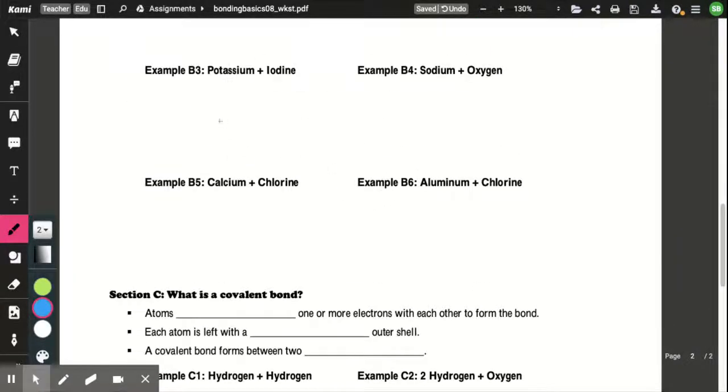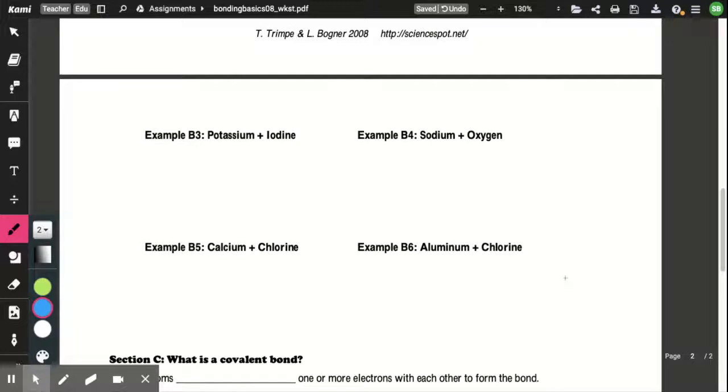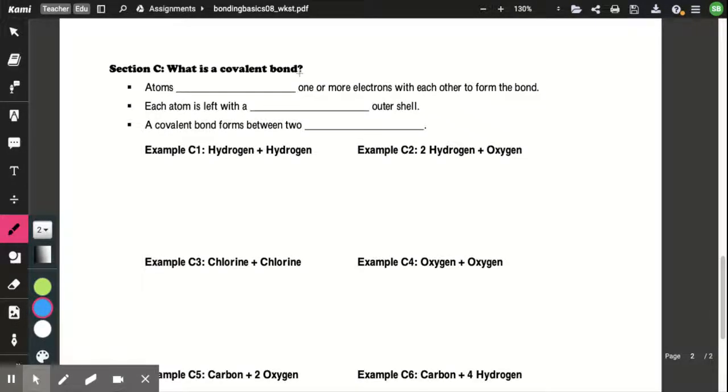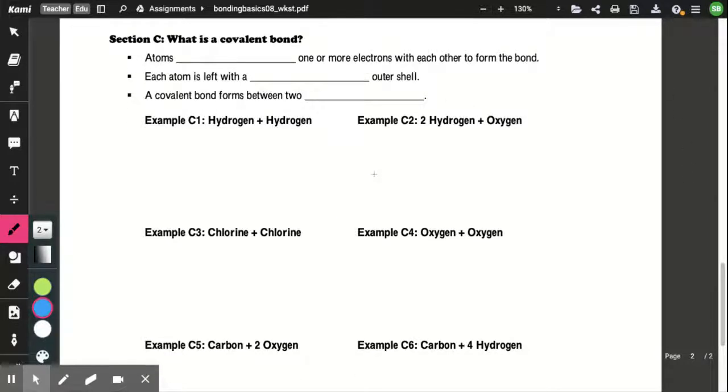And then you have more examples down here. Some of these are going to have more than others, like aluminum. Aluminum has 3 valence shell electrons and chlorine has 7. So you're going to have 3 chlorines to 1 aluminum. Then down here with your covalent bonds, these again are talking about, are you sharing or stealing? We're sharing electrons in a covalent bond. They're between 2 nonmetals, all that kind of stuff.